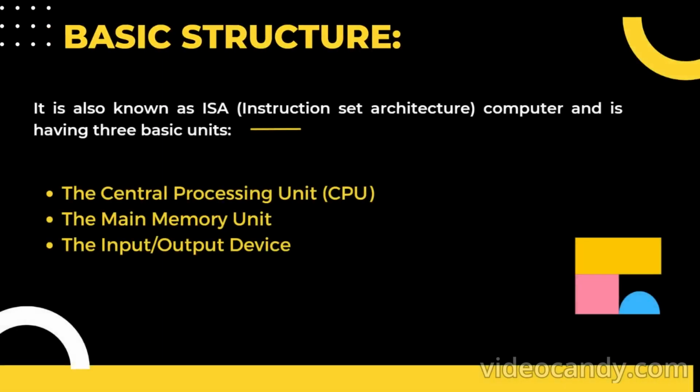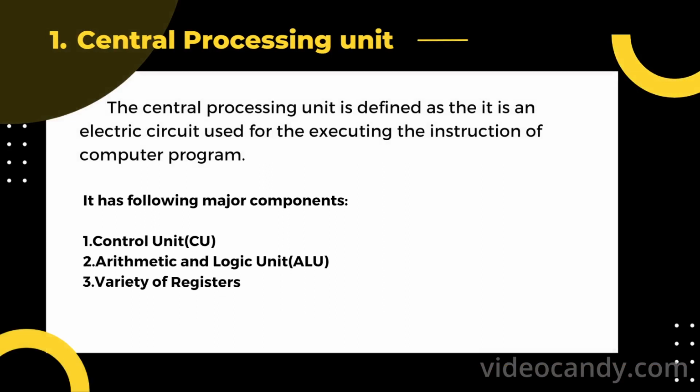So the von Neumann architecture has three basic units, them being the central processing unit (CPU), the main memory unit, and the input-output device. The first unit of the basic structure is the central processing unit. The central processing unit is an electric circuit used for executing the instructions of a computer program. It has the following major components: the control unit, the arithmetic and logic unit, and a variety of registers.